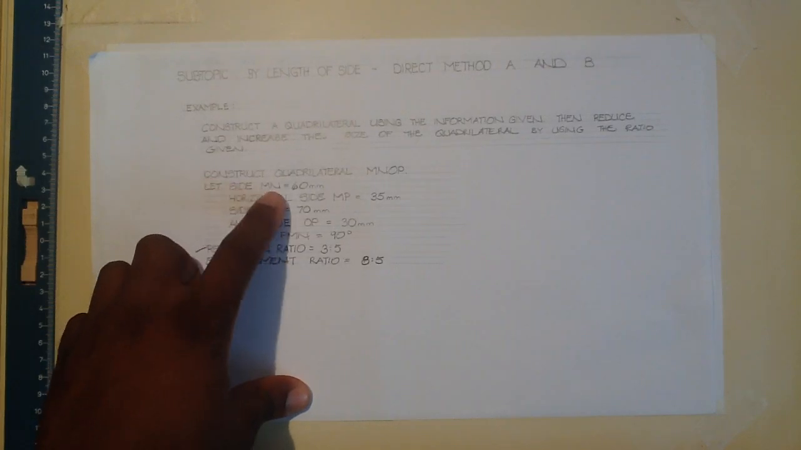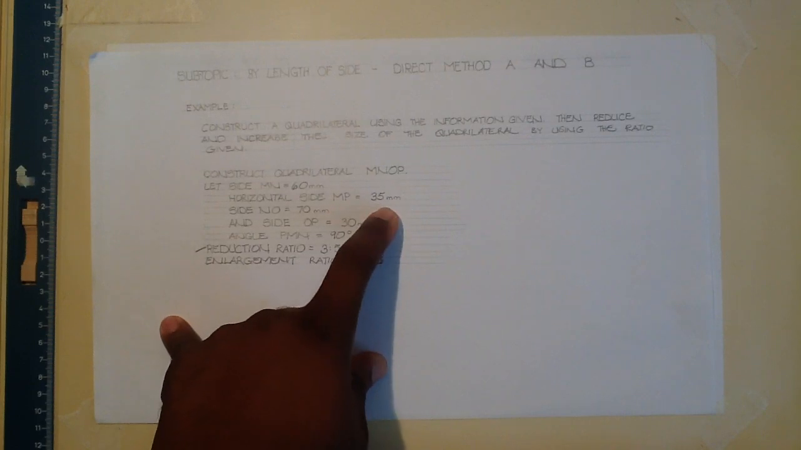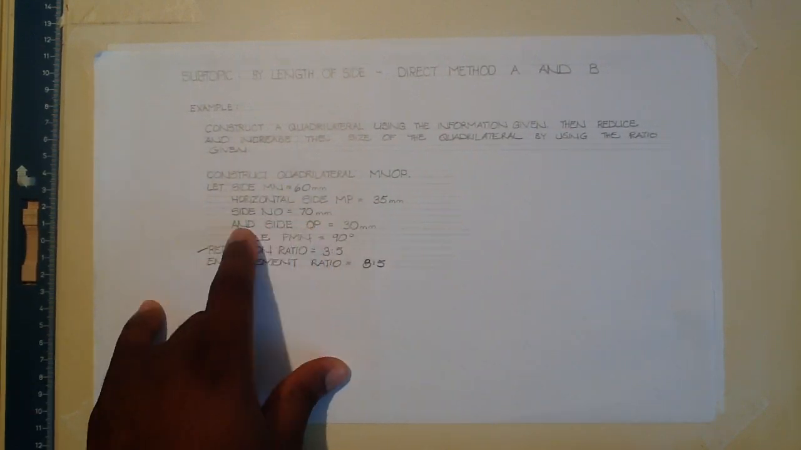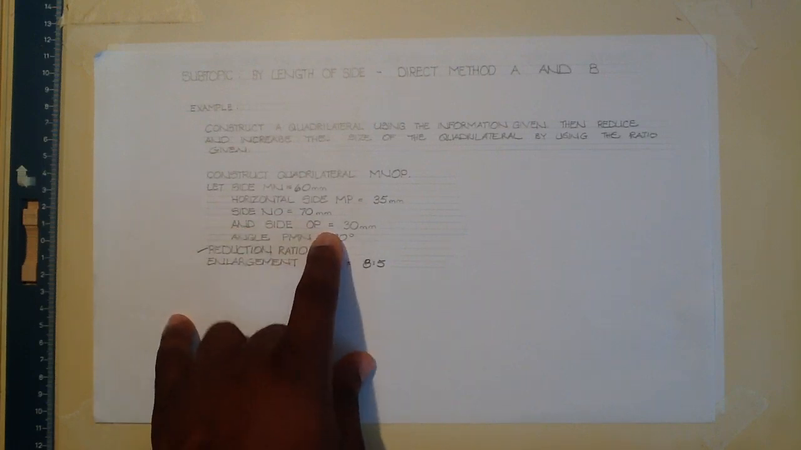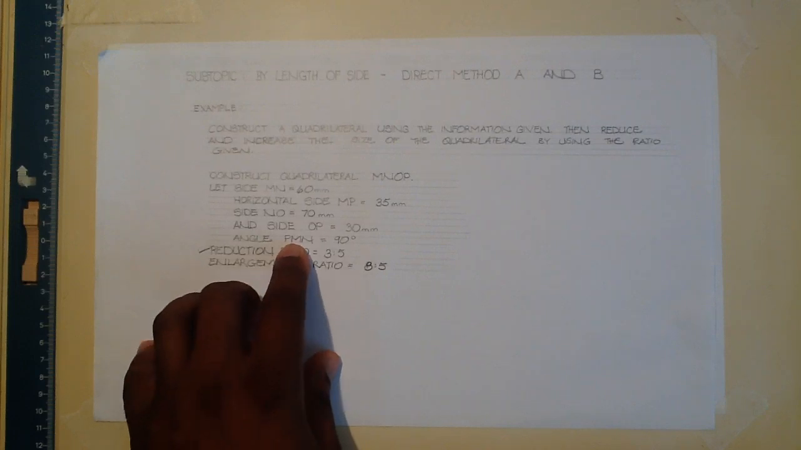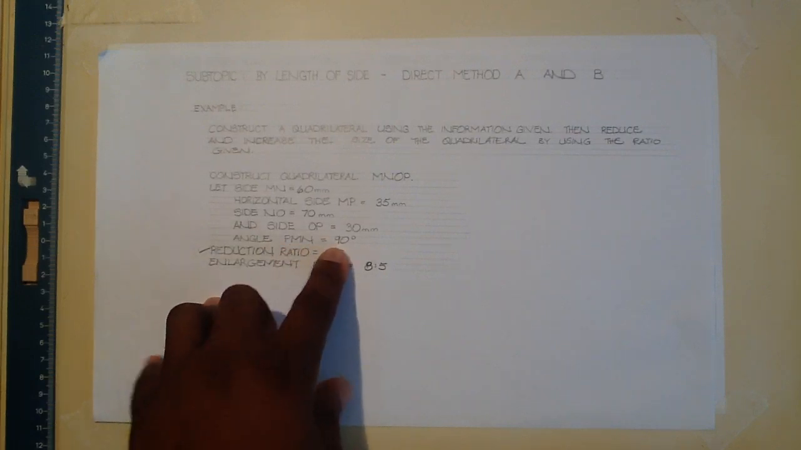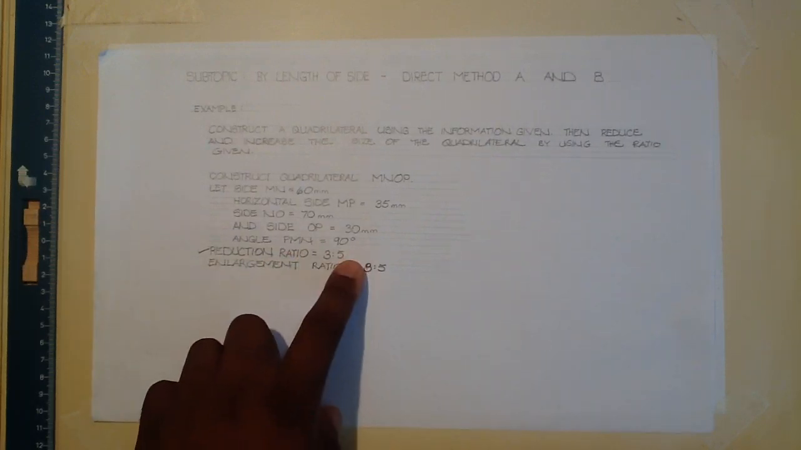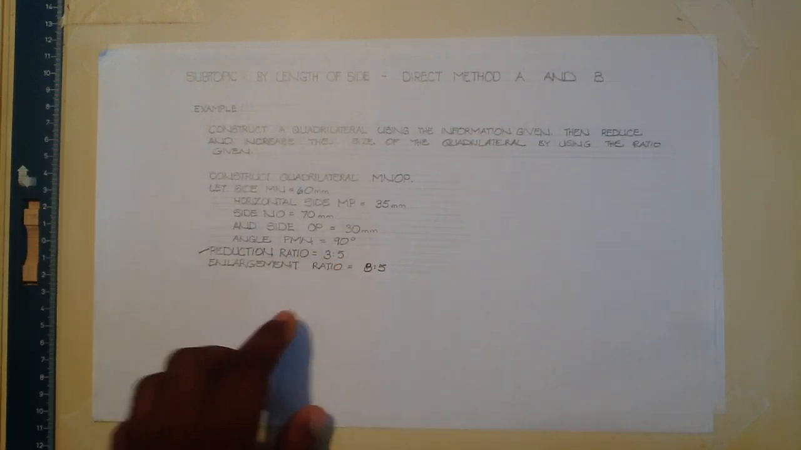This is our quadrilateral information, quadrilateral MNOP. Side MN is 60 millimeters, horizontal side MP is 35 millimeters, side NO is 70 millimeters, side OP is 30 millimeters, and the angle PMN is 90 degrees. We are doing a reduction first, and our reduction ratio is 3:5.